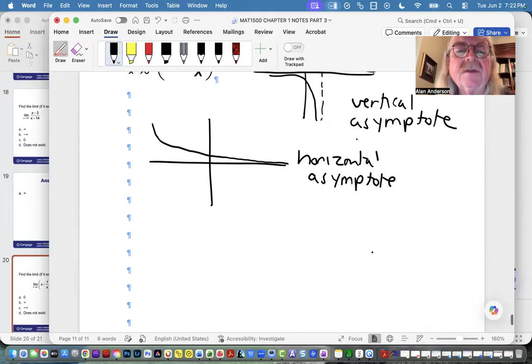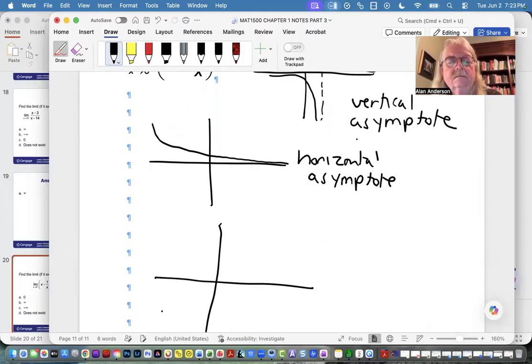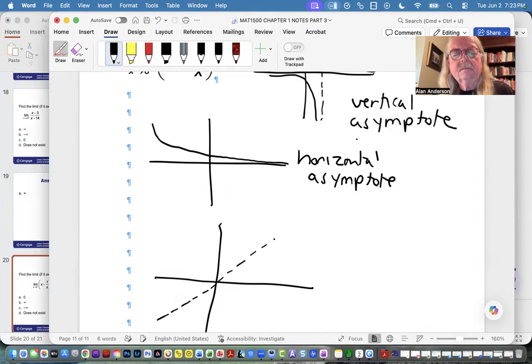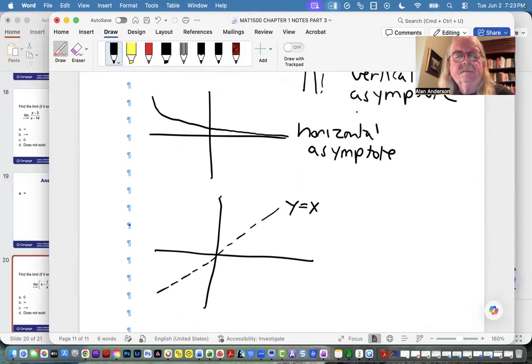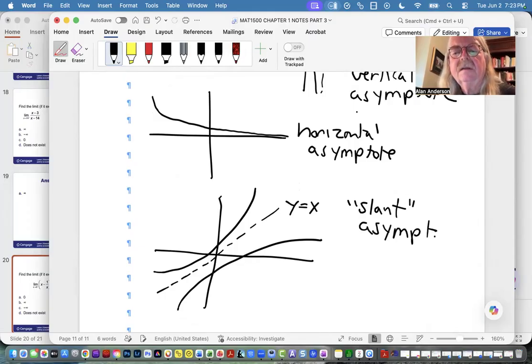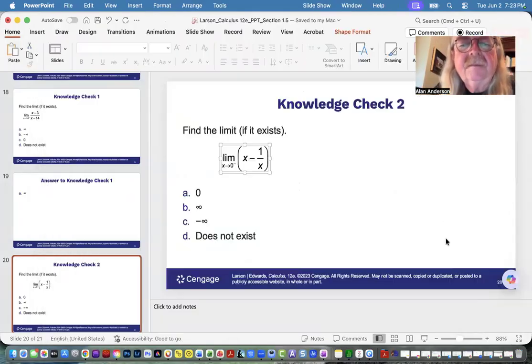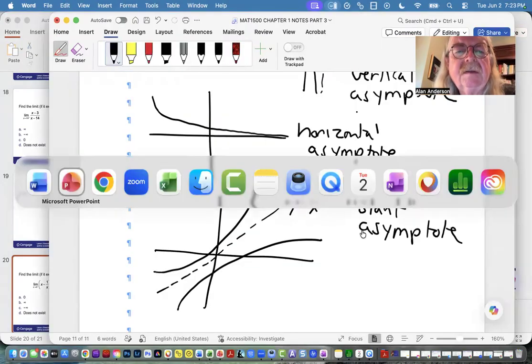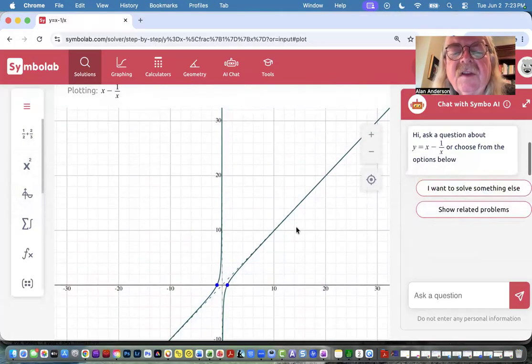And then this really bizarre case. This is called a slant asymptote. Okay. And that's what we're seeing here. So we got two asymptotes, one slant and one vertical.